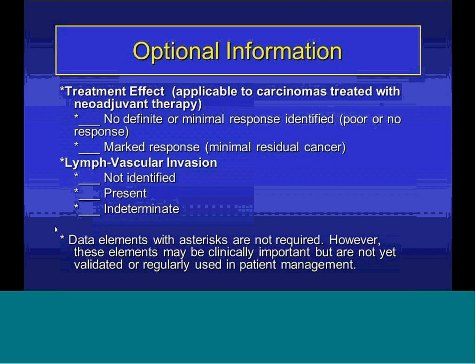Other optional information, again, these are areas that are growing in importance but are not yet required. Treatment effect: as I mentioned, many patients are getting neoadjuvant chemotherapy prior to their surgery, and if you can give an indication about whether you're seeing a response, and a response would be necrosis or fibrosis of the tumor, that can be helpful as well. Interestingly, lymphovascular invasion is optional information, is not part of the staging, and has not been linked to prognostic information, but should be identified whether it's there or not for at least future studies.